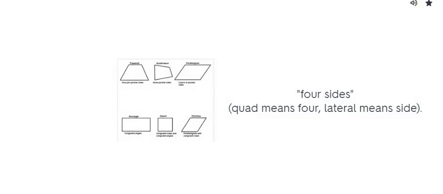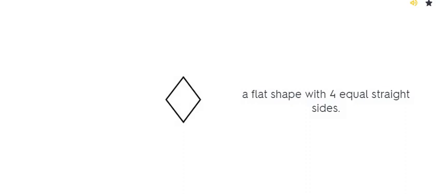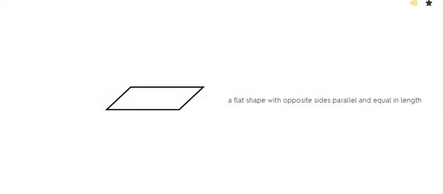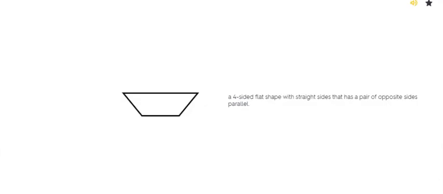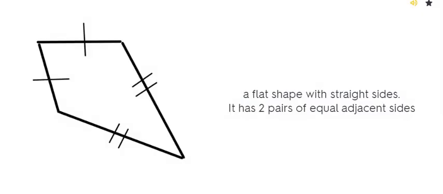Quadrilateral. Four sides. Rhombus. A flat shape with four equal straight sides. Parallelogram. A flat shape with opposite sides parallel and equal in length. Trapezoid. A four-sided flat shape with straight sides that has a pair of opposite sides parallel. Kite. A flat shape with straight sides. It has two pairs of equal adjacent sides.